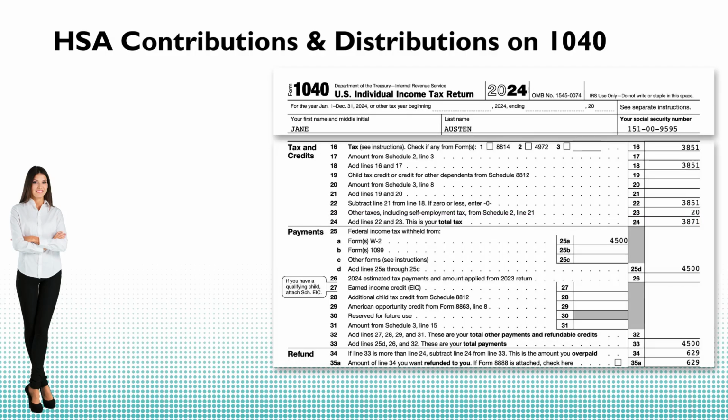However, that's not what she actually owes to the IRS. Jane had withholdings from her job and prepaid her taxes during the year by $4,500. Since she paid more in than what she owed, she is due a refund of $629, which she's happy about.